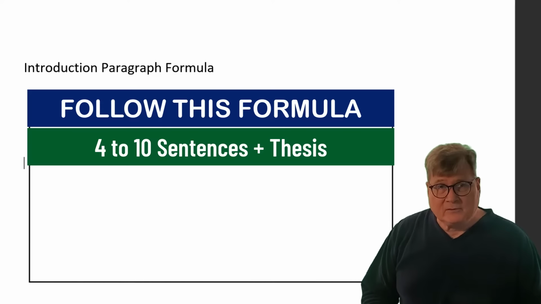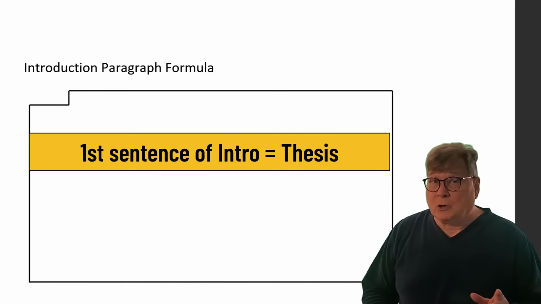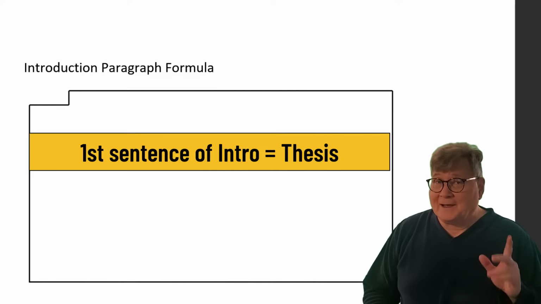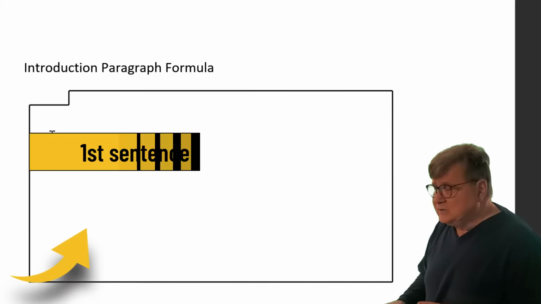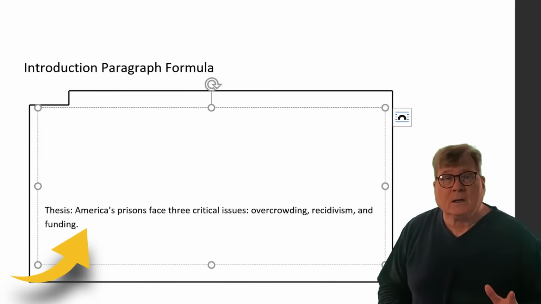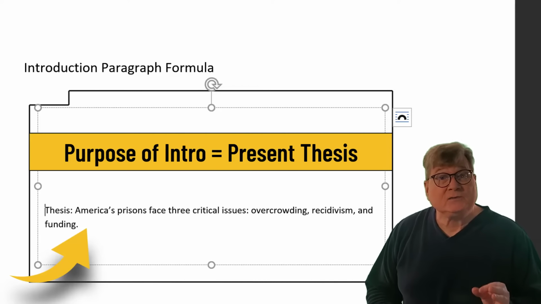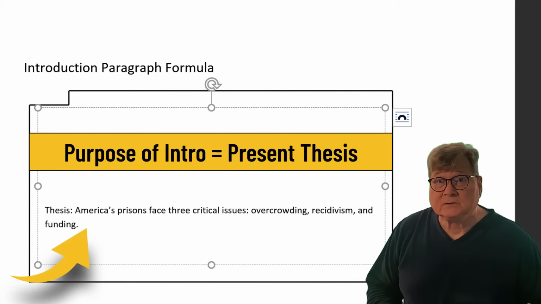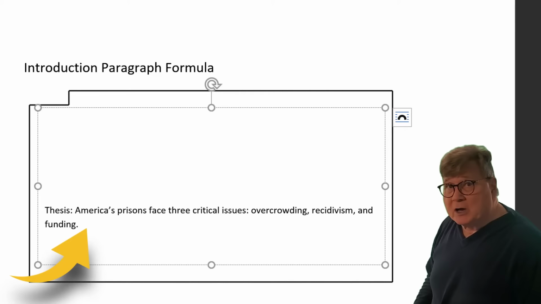Now, to apply this formula, the first sentence for your introduction should already be written. That is the thesis. And what you're going to do is to put the thesis at the bottom of this paragraph. Why? Because in academic writing, the purpose of the introduction is to present the thesis. So let's put the thesis at the end of this blank introduction.